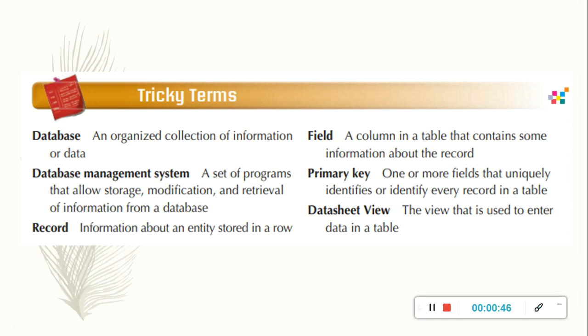Record: information about an entity stored in a row. Next is a field: a column in a table that contains some information about the record. Then primary key: one or more fields that uniquely identify every record in a table. Then next is a datasheet view: the view that is used to enter data in a table. You need to learn all these tricky terms for your unit test exam.